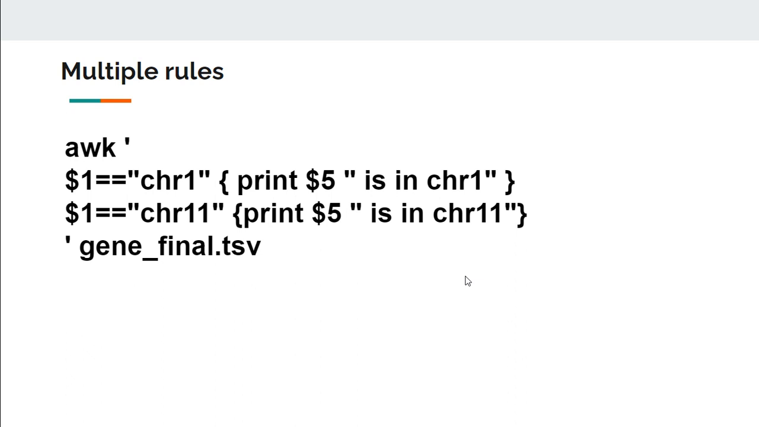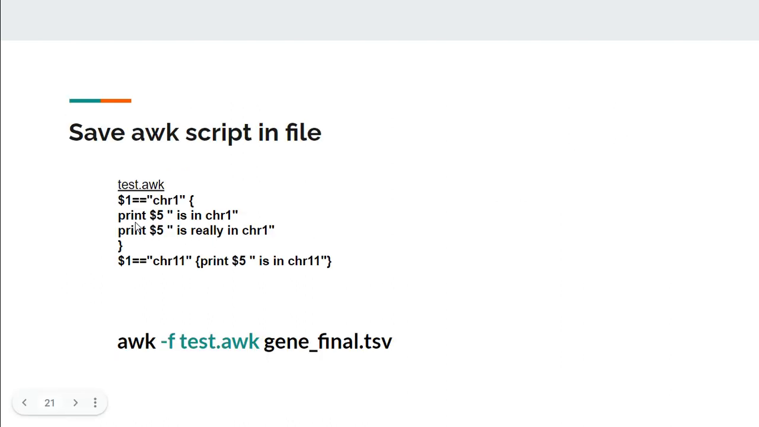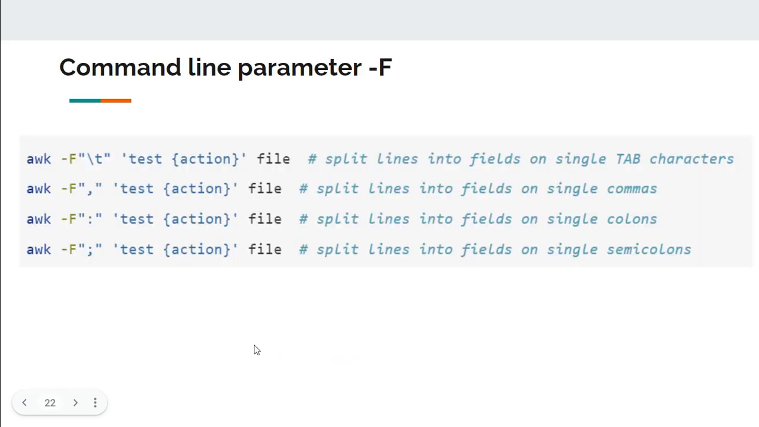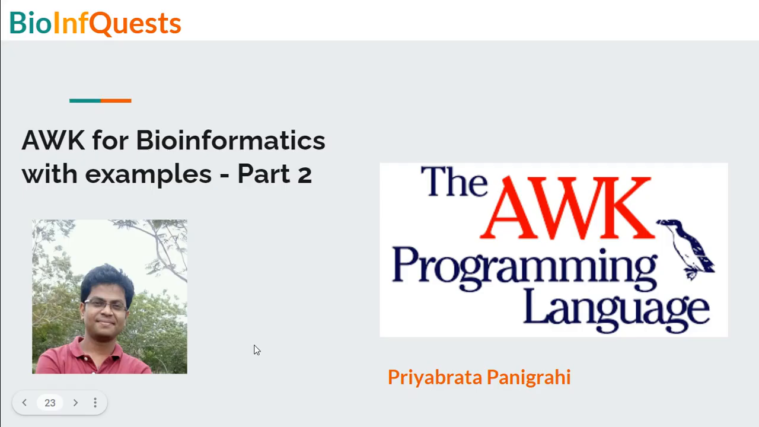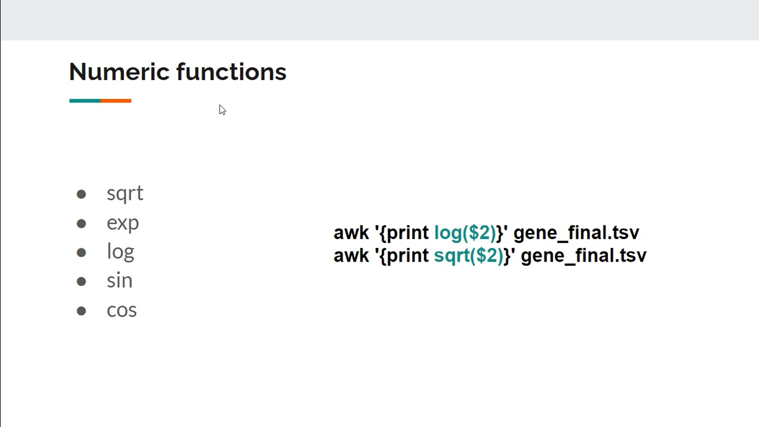And we also talked about how to write multiple rules in a given syntax, and also multiple action blocks within a given rule. So two types of concepts we saw. And then finally we saw that this entire snippet can be saved in a file, and we can directly give -f to execute the script. And that's all we saw in the last video. In this video, as I said, we'll see some numeric functions. So let's first go with the numeric functions.